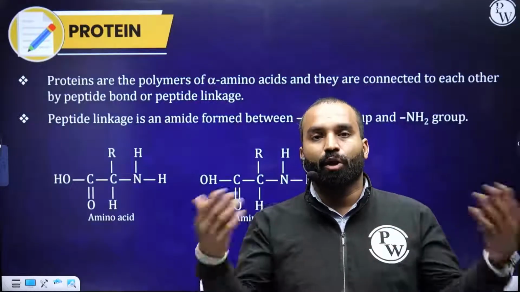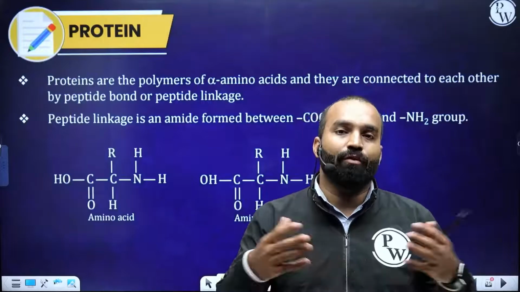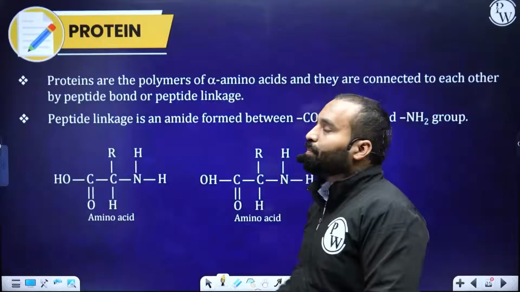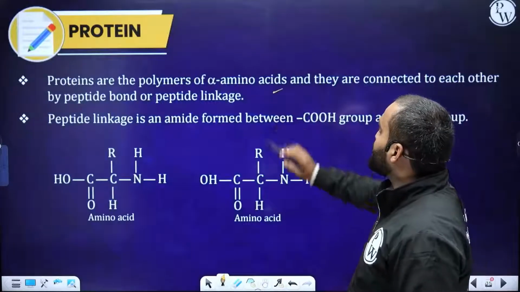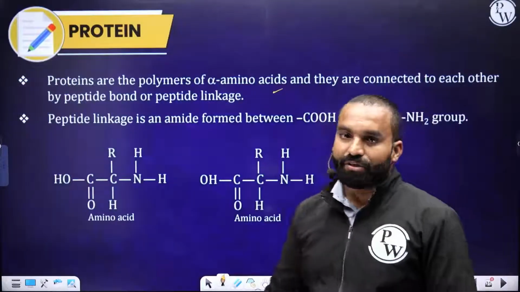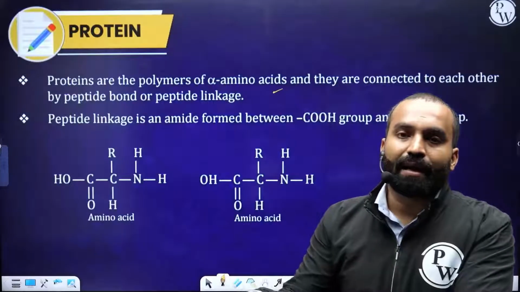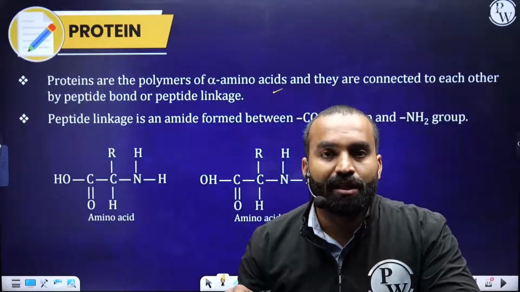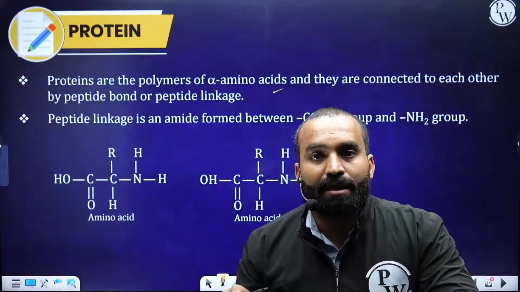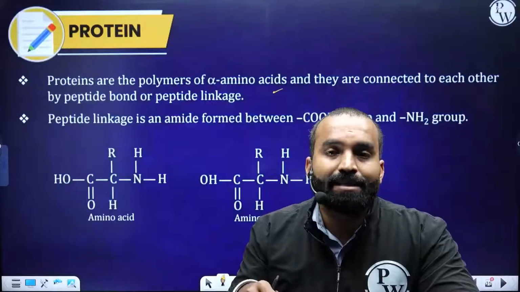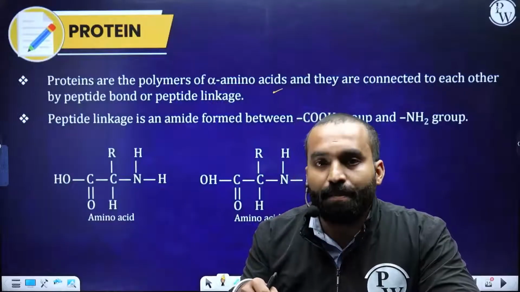Peptide chain will form polypeptide chain. Polypeptide chain may form proteins, and they can also form enzymes. So proteins are the polymer of alpha amino acids, and they are connected to each other via peptide bonds. Like we had glycosidic linkage, which is originally ether linkage, in the case of amino acids getting connected to each other, there is amide linkage, which is given a special name, peptide linkage.